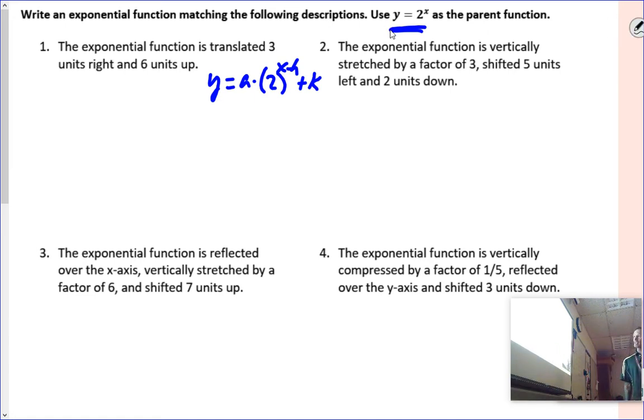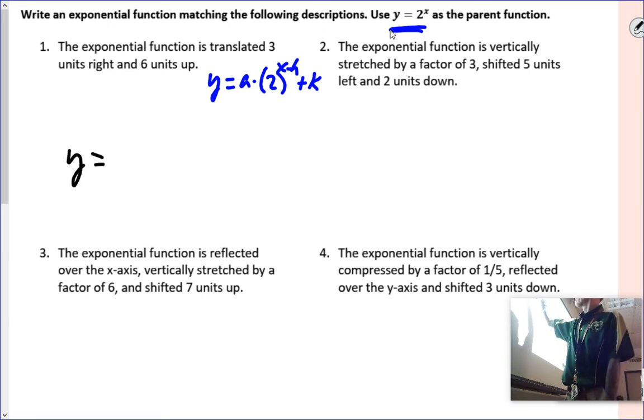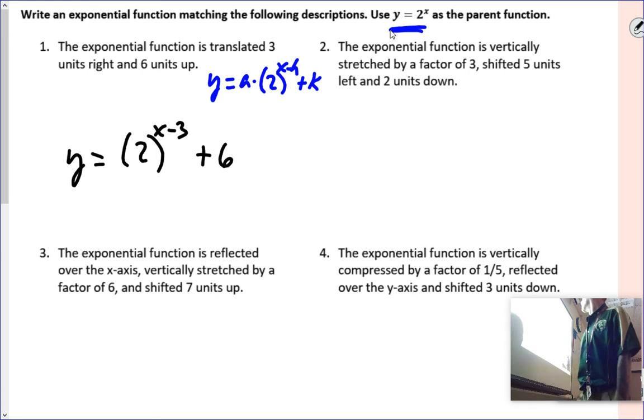Okay, so number 1, the exponential function translated 3 right and 6 up. Notice there's nothing about the a value, there's nothing about a vertical stretch or compression, so I'm not even going to write it because it would just stay at 1. The base value of a is 1. So this is going to be the base of 2 translated 3 to the right, so that would be x minus 3, and then plus 6, just like that.